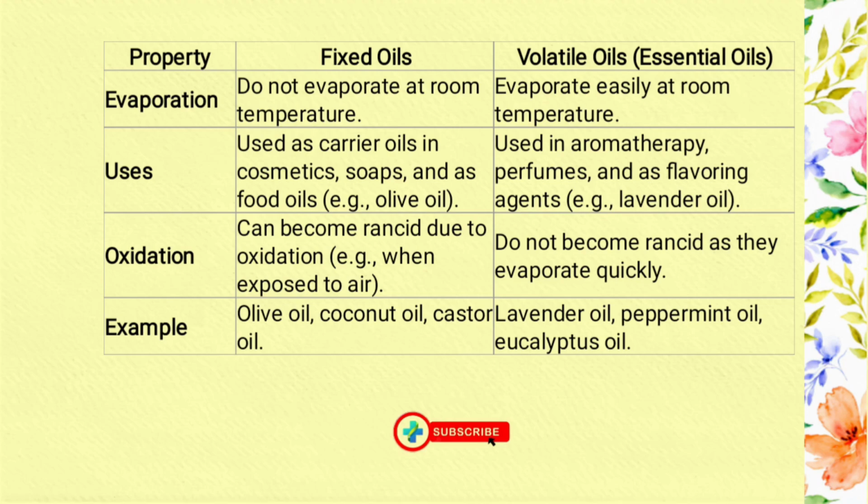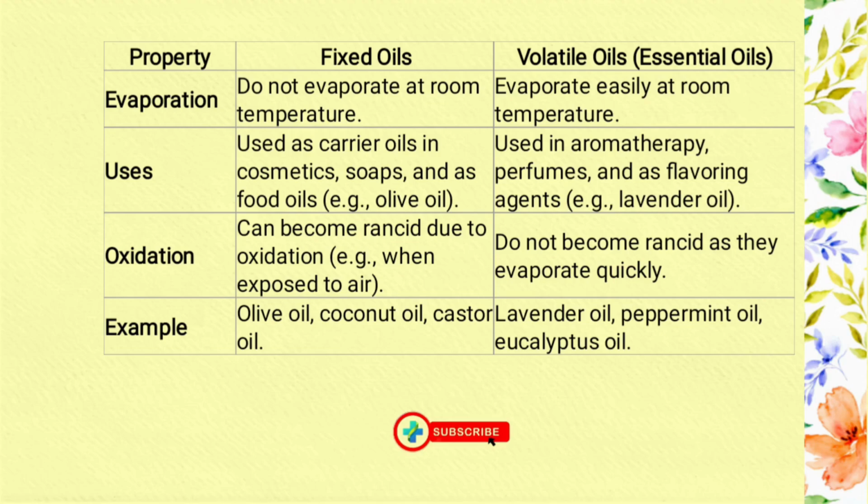Then talking about the next point, that is oxidation. Fixed oil can eventually go bad or become rancid if they are exposed to air for a longer duration, right? This process is due to oxidation. Whereas the volatile oils don't get rancid in the same way as fixed oil because they evaporate quickly, leaving very little to oxidize.